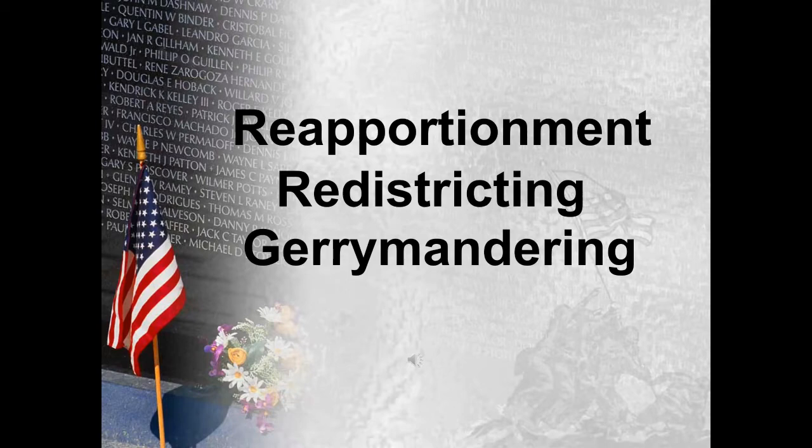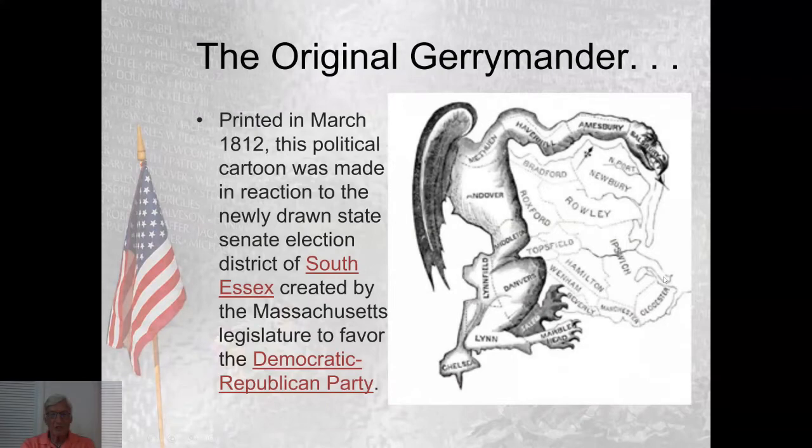Over time, it has acquired the nickname of gerrymandering, and we'll explain about that in a second here. Okay, the original gerrymander. This was printed in March of 1812 following the 1810 census. This political cartoon was a reaction in Massachusetts to the construction of this odd-looking congressional district.